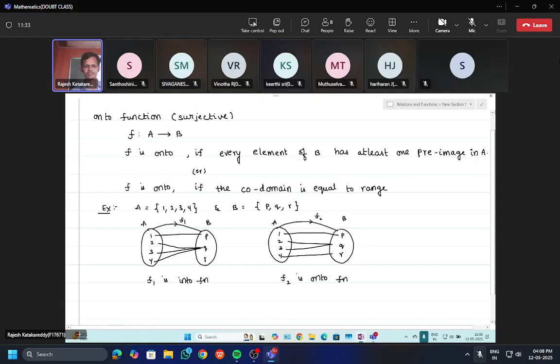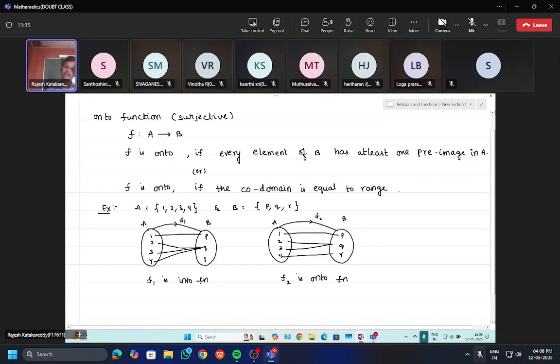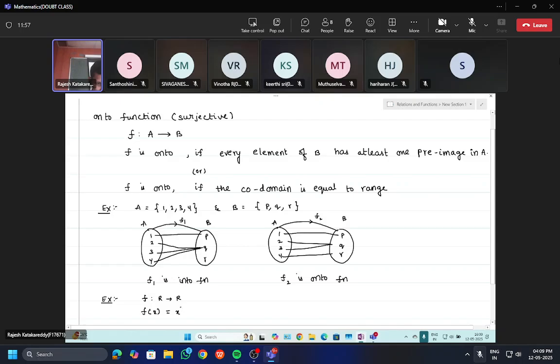This is the definition of onto function and the examples on that. The second definition is what we will use: if the codomain of any function is equal to the range, that is an onto function. Maybe you want general examples. Let us take function f defined from real to real, f of x is equal to x cube. This is one example of an onto function because the range of x cube is minus infinity to plus infinity.